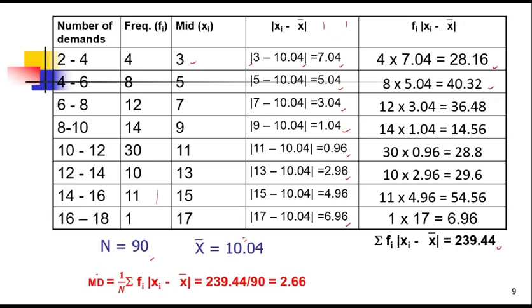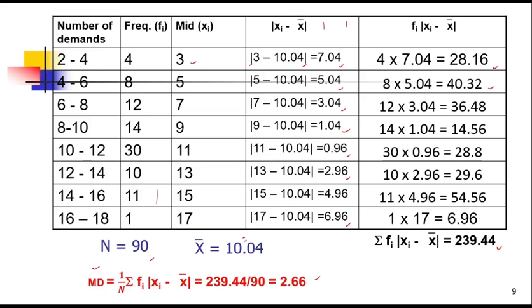Now we come to the formula of mean deviation. Mean deviation equals 1 by n summation fi mod xi minus x bar, or the absolute value of xi minus x bar. So we first multiply and then we take the sum. You can see this activity here. We have not taken the sum directly. First we completed all the multiplication, obtained all the values, and then took the sum. Now divide by 90, and it gives 2.66. So mean deviation equals 2.66. This is the mean deviation that we have computed, and it is a measure of dispersion in the data set. So this is how we compute the mean deviation.